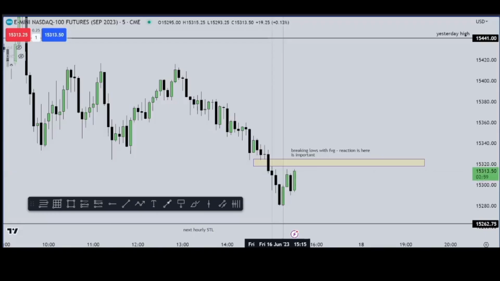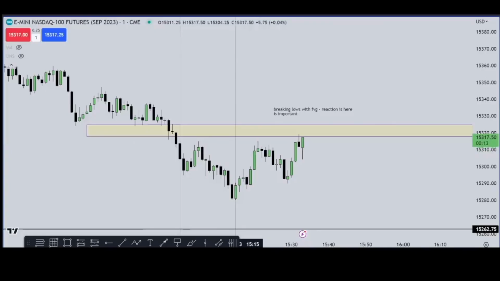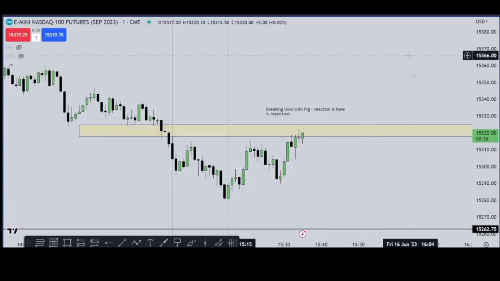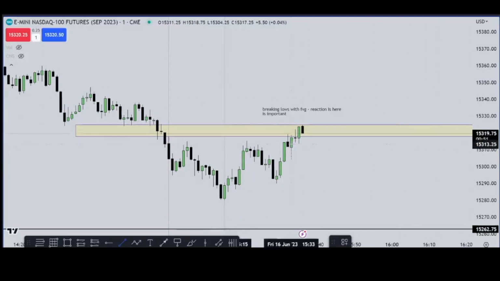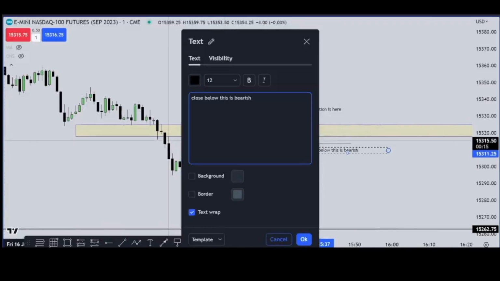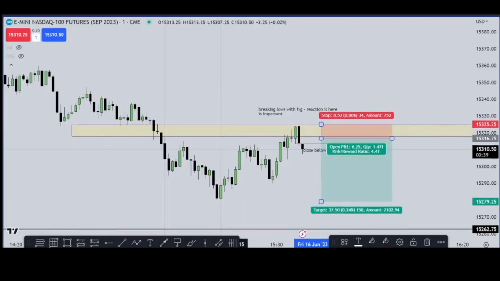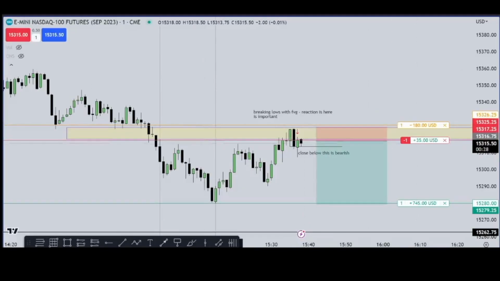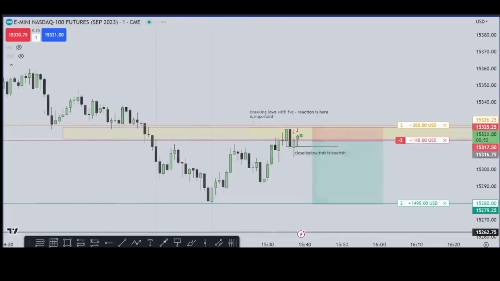Here we broke the day's lows with a fair value gap. So I'm watching for a reaction. We're near the lows of the day, so I'm not just going straight into this one. I'm waiting for an up close candle to get broken below. And right here it happens, so then I go and I put my fill at the open of that candle. I put my stop at the top of the 5-minute fair value gap.